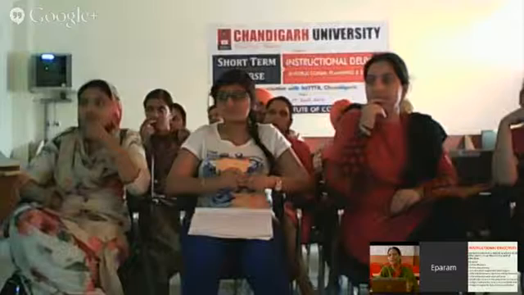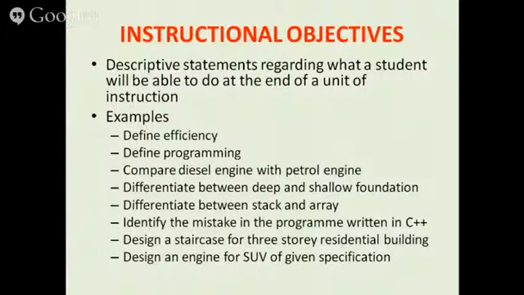So let's see specifically when we say instructional objectives, they are nothing but statements. They are descriptive statements regarding what a student will be able to do at the end of a unit of instruction. That means if I am teaching a topic of network security, what is expected of the learner? What capability will he possess at the end of that unit of instruction? If I try to state those in terms of statements, that is what is referred to as instructional objective.